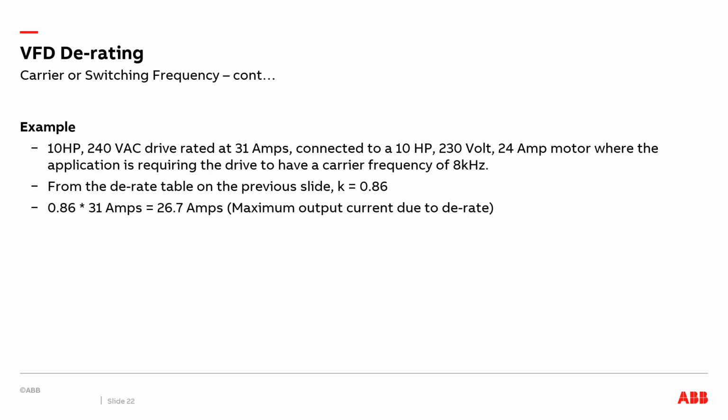We take that 0.86 and multiply it by the drive's nameplate output current rating. So 0.86 times 31 gives us 26.7 amps of maximum output current due to derate. We do our check and we see that we don't need to upsize our drive because 26.7 is greater than 24 amps.